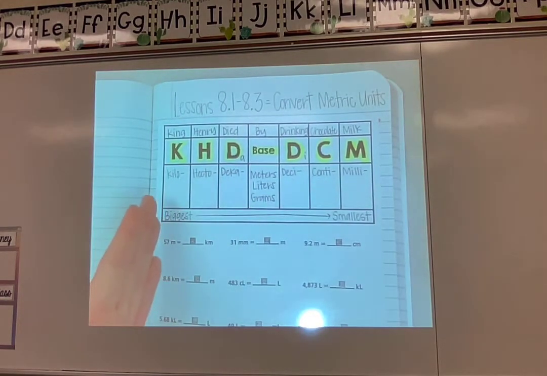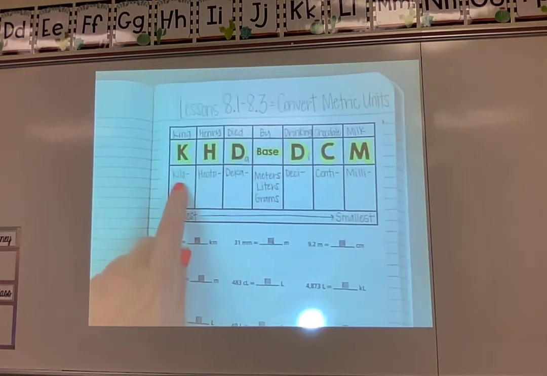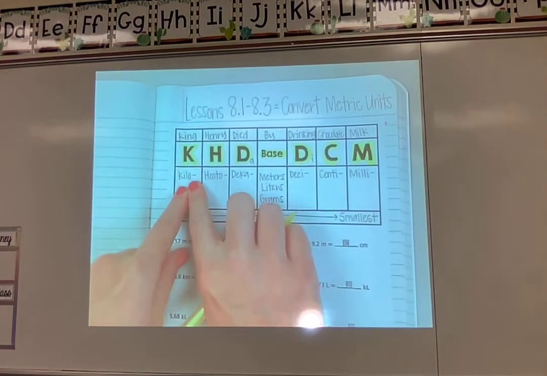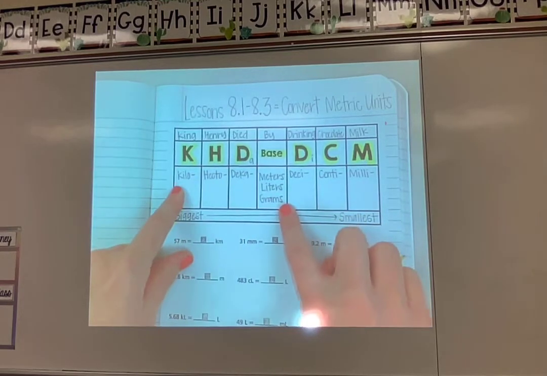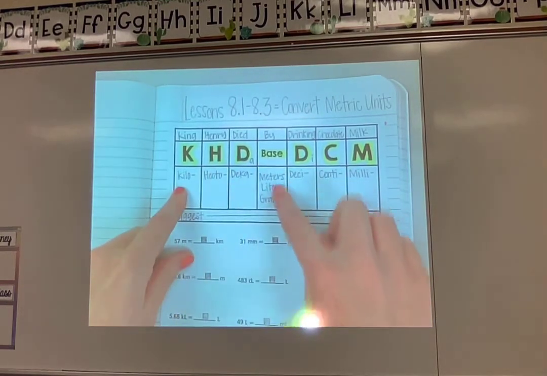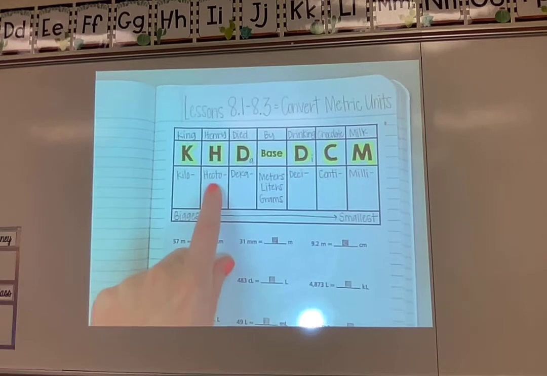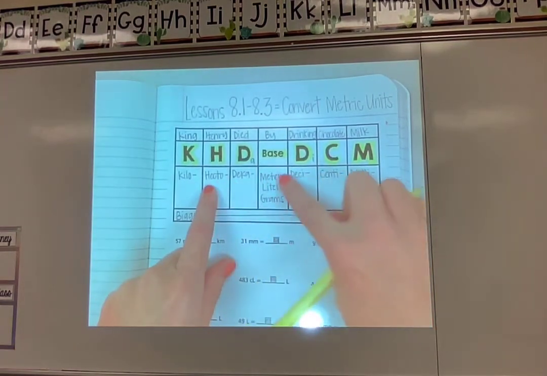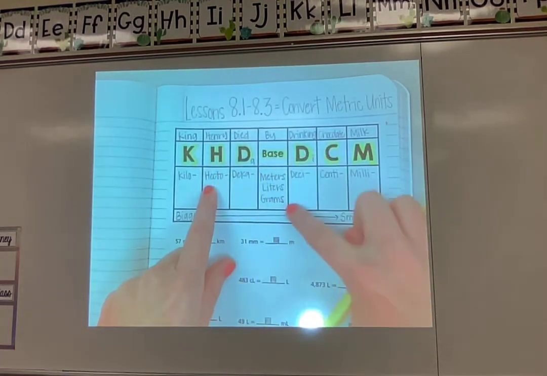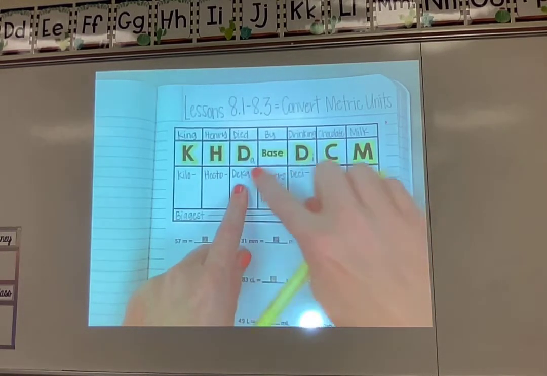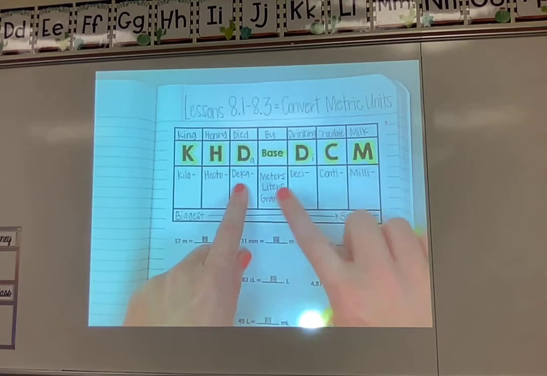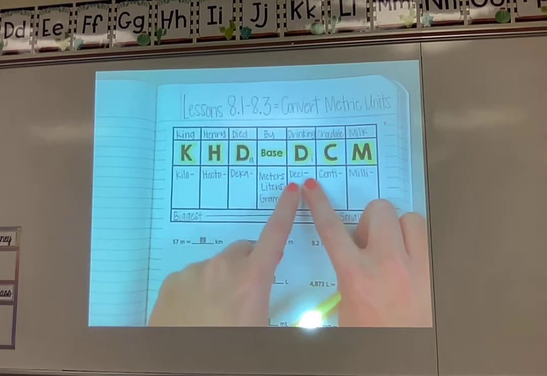Then each one of these letters is something we can add on to the base. So for instance, the K is for kilo. So we have kilometers, kiloliters, or kilograms. So we can add this in front of any of these base words. The H stands for hecto, so we have hectometers, hectoliters, hectograms. Deca is this D, decameters, decaliters, decagrams. This D is deci, so decimeters, deciliters, decigrams.